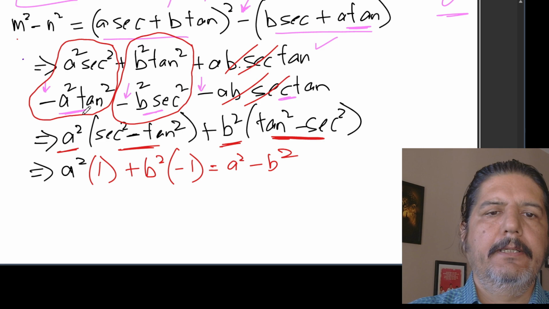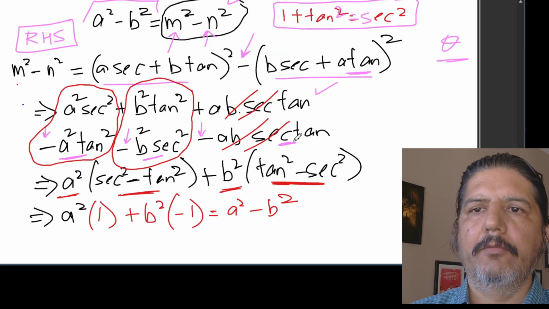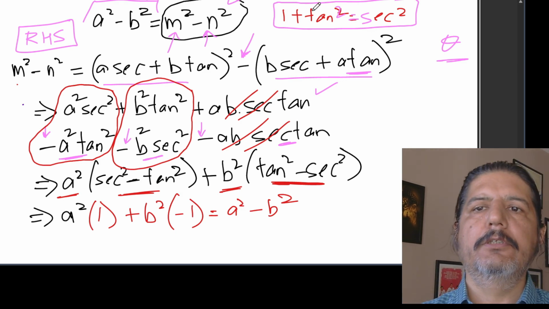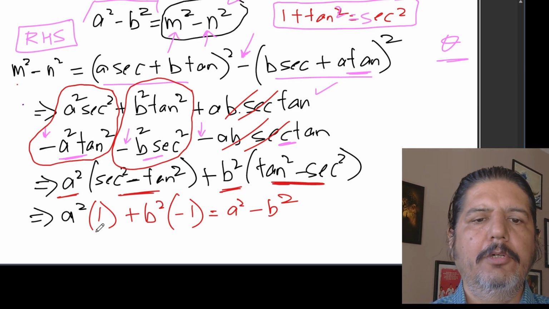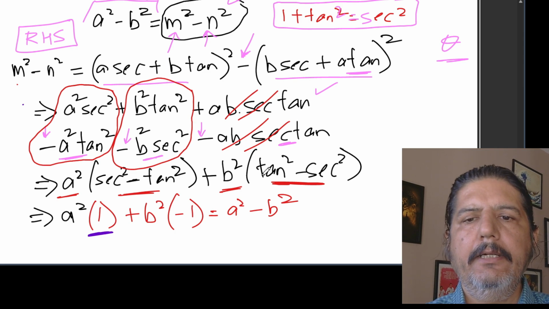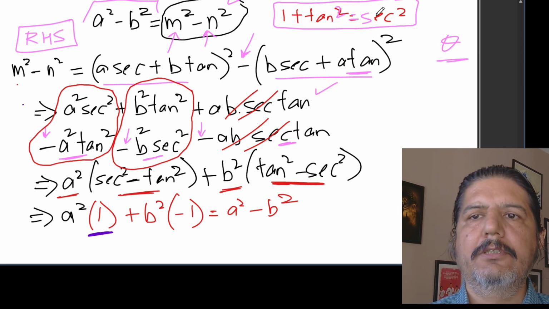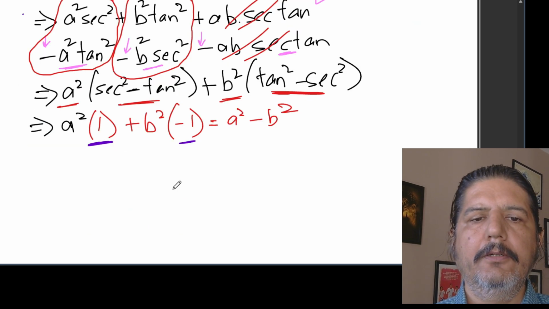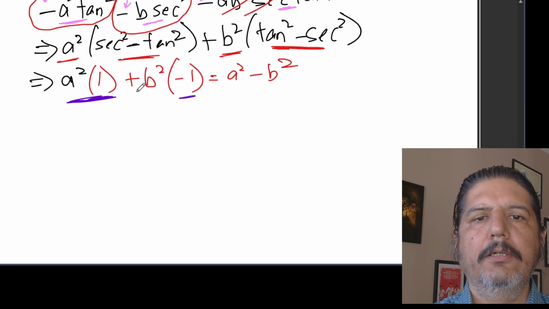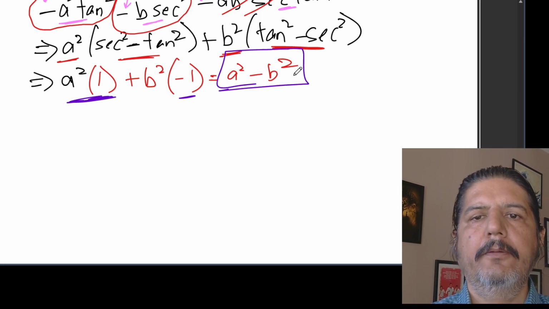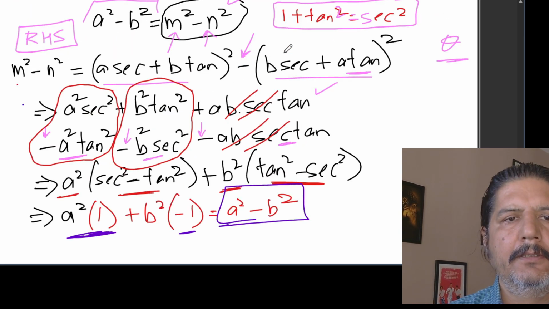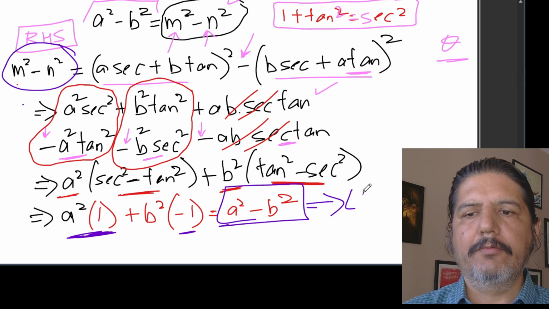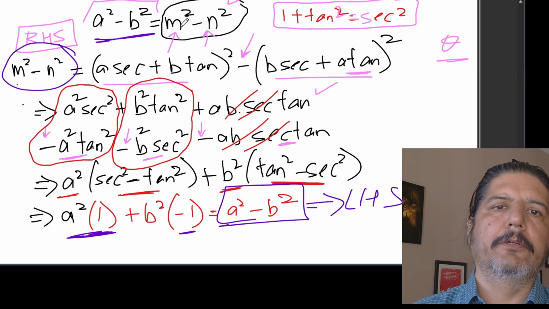So sec square theta minus tan square theta. I know that 1 plus tan square theta is equal to sec square theta. So sec square theta minus tan square theta would be equal to 1. And tan square theta minus sec square theta would be equal to minus 1. So a square minus b square. So this is a square and this is minus b square. So this is the answer of my right hand side, because I started with this. And let me compare this with the left hand side. Of course, this is equal to left hand side, a square minus b square.